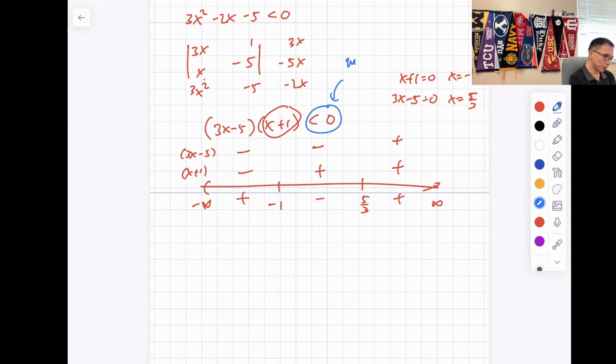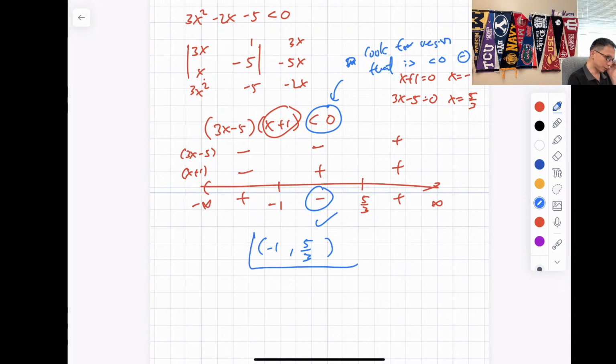You want to look for the region that is less than 0. So less than 0, which is negative. So this is the region I want to pick. So it'll be -1 to 5 over 3, parenthesis, not bracket because it's not less than or equal to, and this is your answer here.